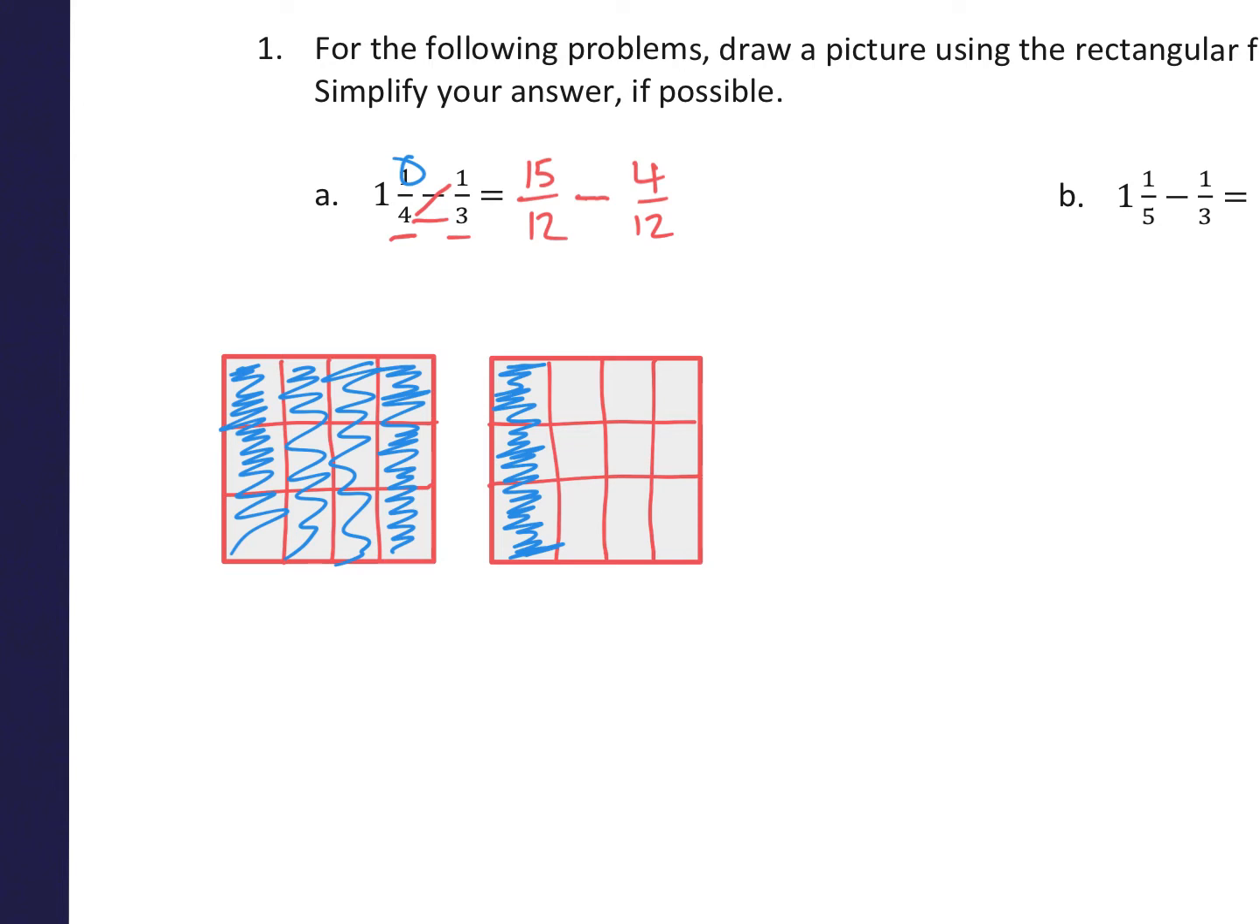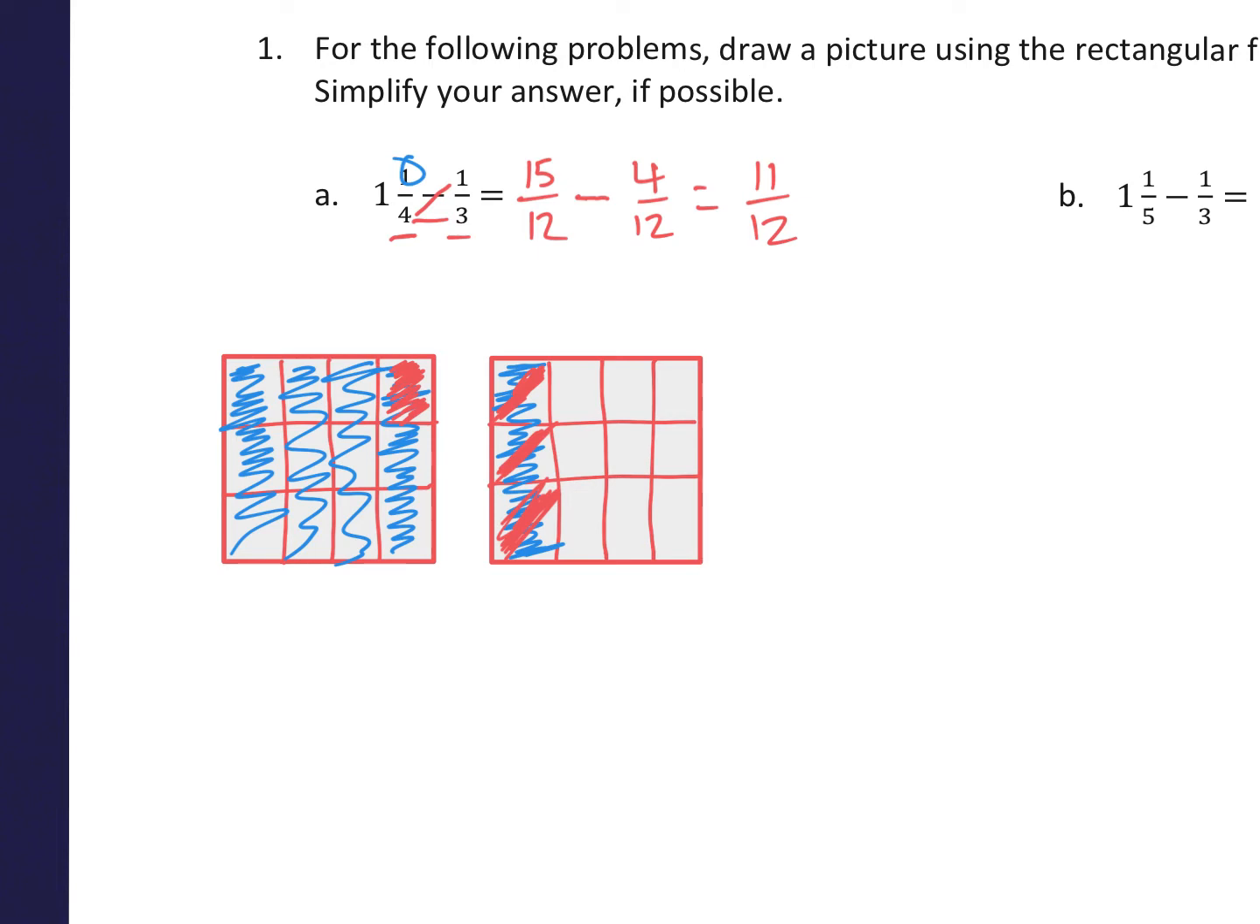Right? And so let's subtract 4 twelfths down here. I'm going to use red again. So scratch away 1/12, scratch away 2/12, scratch away 3/12, scratch away 4/12. And that leaves us with 1, 2, 3, 4, 5, 6, 7, 8, 9, 10, 11. 11 twelfths.